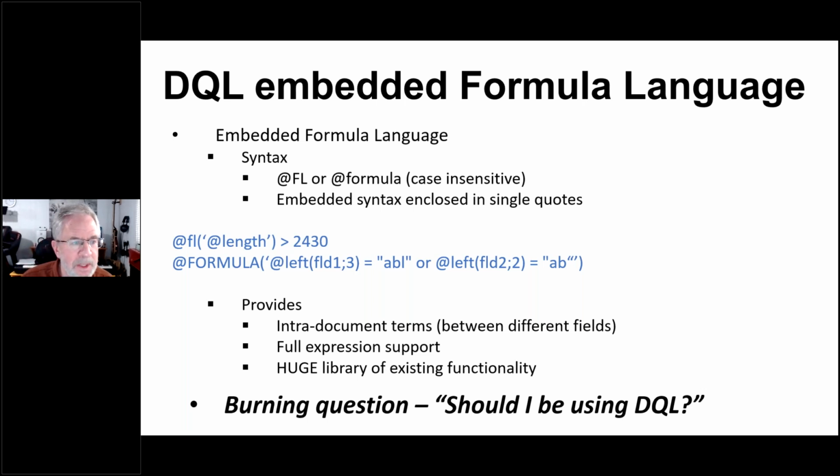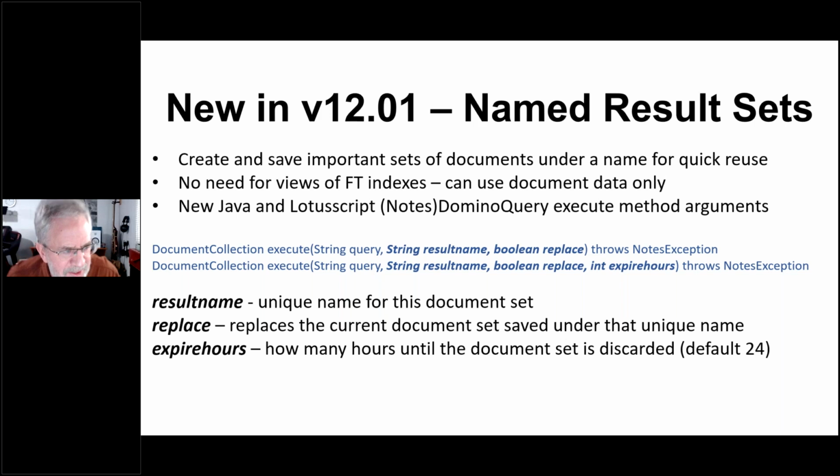Okay. The next one is the difference between the named documents and the named result sets. This is a capability we put in place to be able to keep around sets of documents for quick retrieval. The good thing about this is you don't need full text indexes, you don't need views, you just create these things. It's kind of like a folder without a view, without a front end. It creates a result set internally. It's an ID table, a table of node IDs that's kept around.